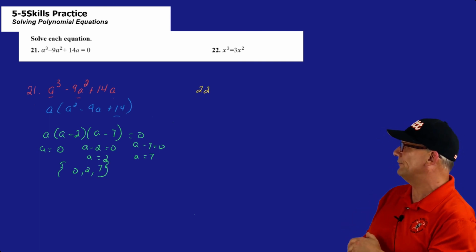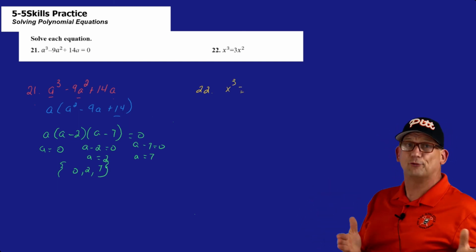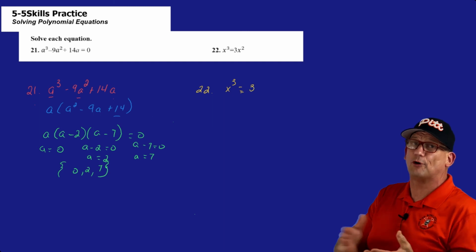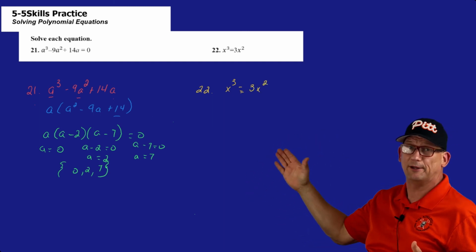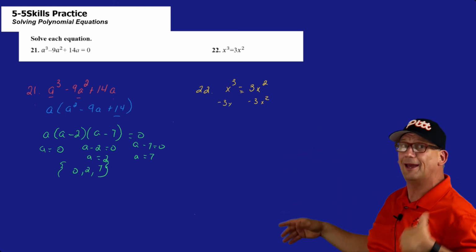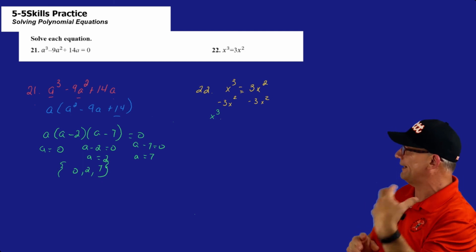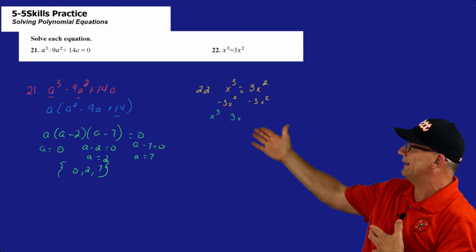All right, 22. Now, one thing you're also supposed to know, besides taking out a GCF, is that everything has to be in standard form, and this is not in standard form the way it is. We're going to have to subtract the 3x squared over, set it equal to 0, and then we can solve. Once we do that, though, we're kind of back at number 21. We've got to take out a GCF.